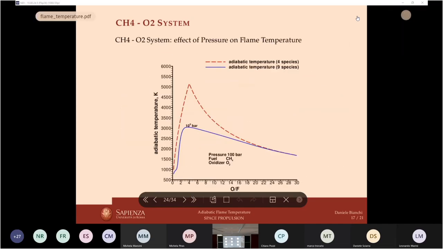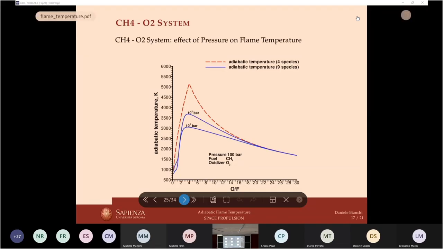And we can see the same plot that I've shown before. This is the four species, that means H2, O2, CO2, and H2O, and only the last two as products of reaction. So this is the dashed line in red. And this is the result for the adiabatic flame temperature in blue line at different pressures.